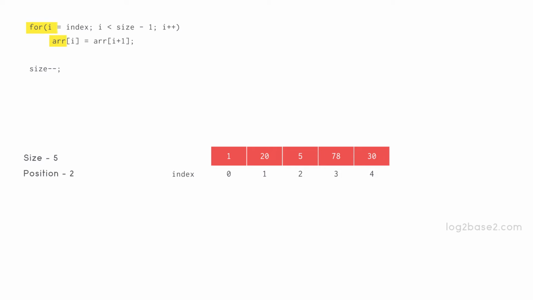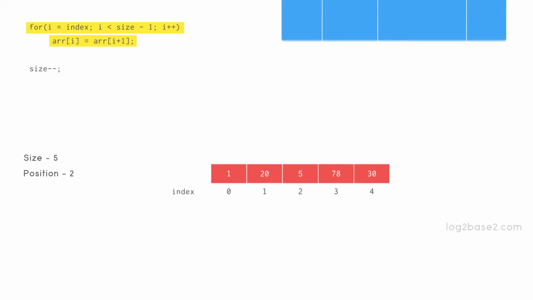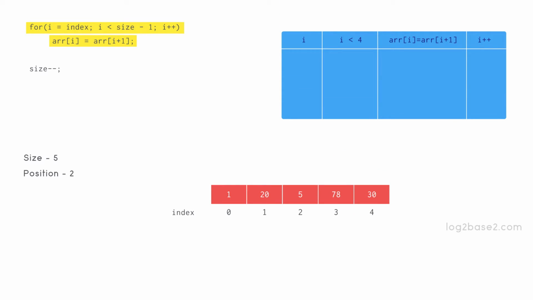Now let us see how the code works. First i equal to index, that is from where we want to remove the element. Here i equal to 2, index equal to 2. It checks if 2 is less than 4. The condition is true, so array of 3, which is 78, is moved to index 2 replacing 5.